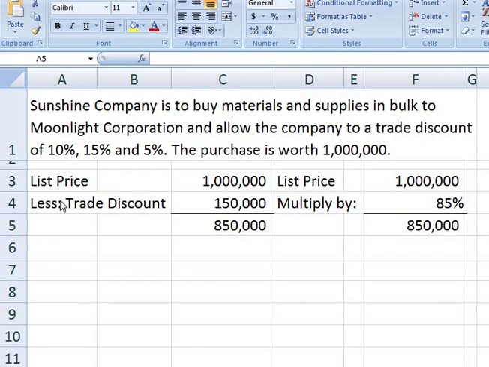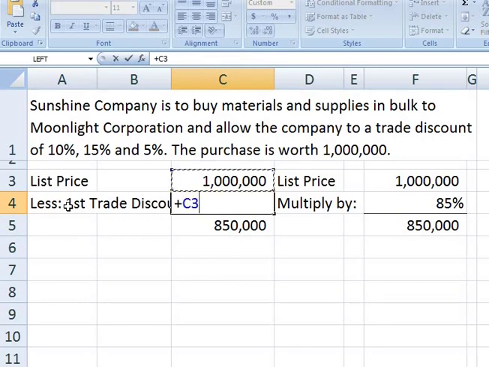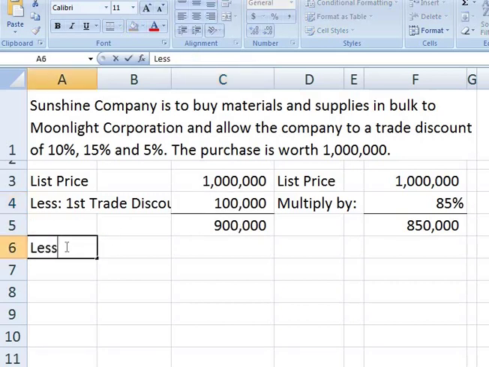So, pag ganito yung kaso, let's start pa rin with the list price. You'll have 1 million. Yung first, i-deduct natin yung first na trade discount. So, the first trade discount is 10%. So, yung 1 million, multiply lang natin by 10%. So that will give you 100,000. So the first trade discount will amount to 100,000. So after this, i-deduct natin ulit yung second na trade discount.